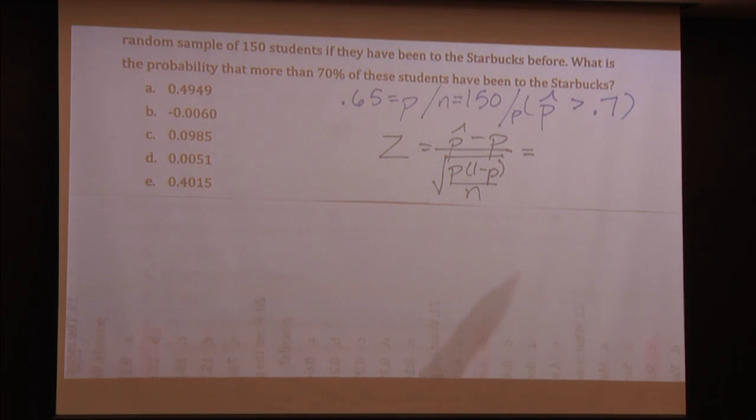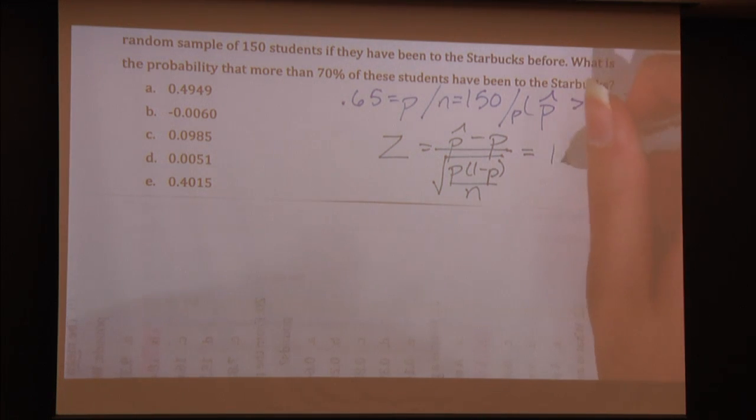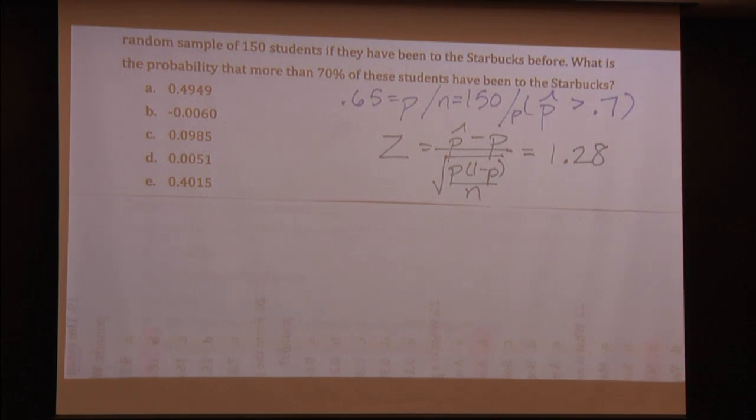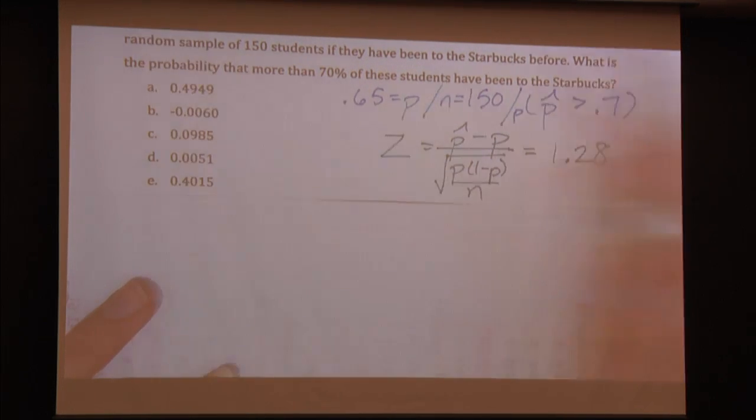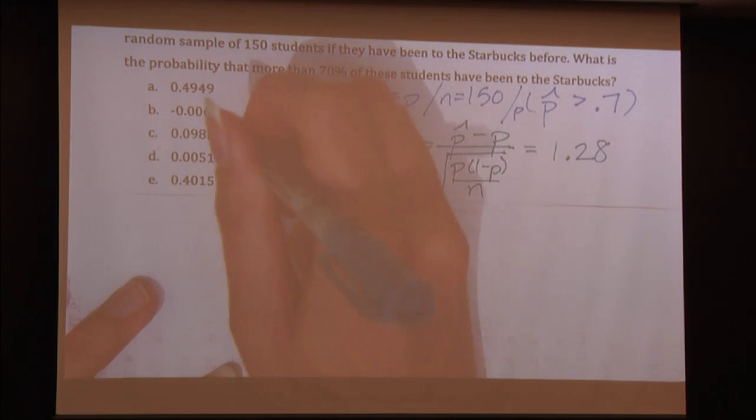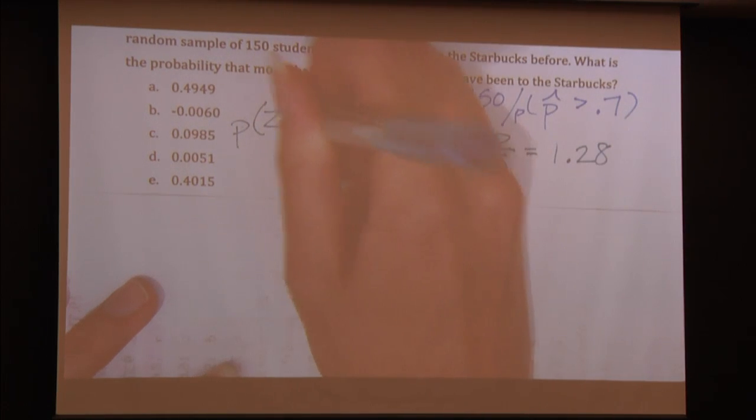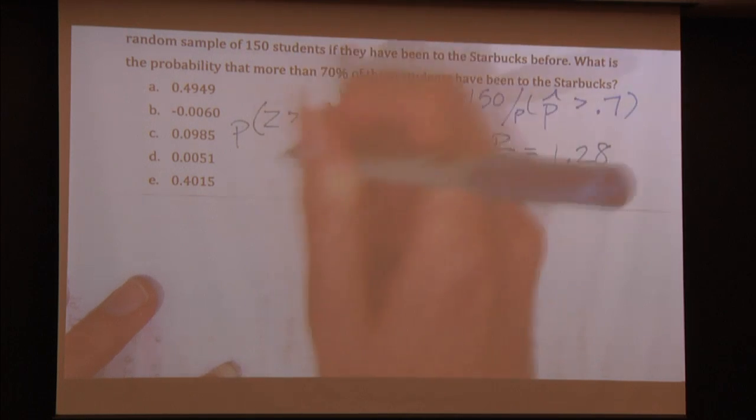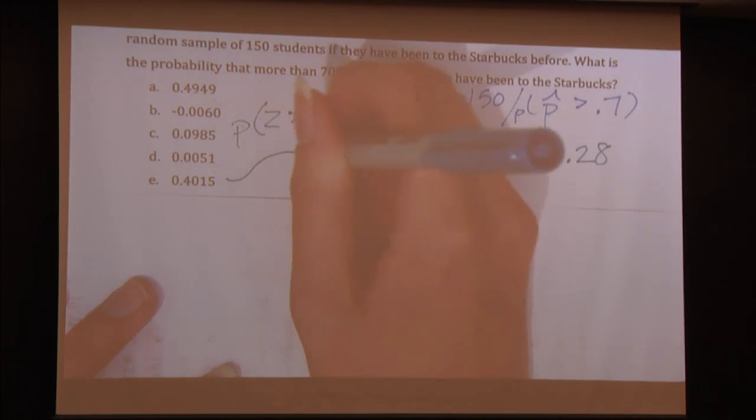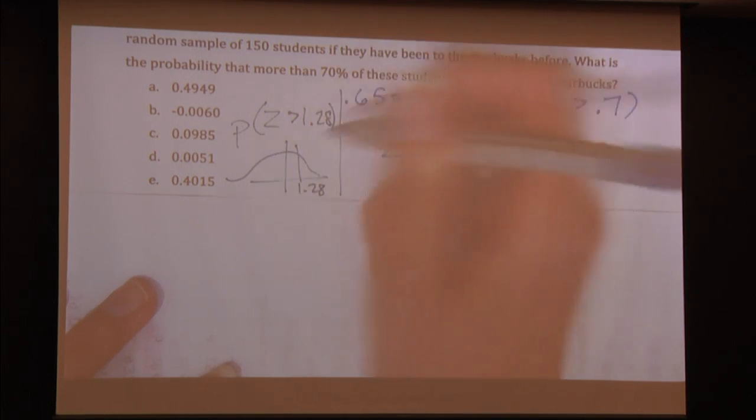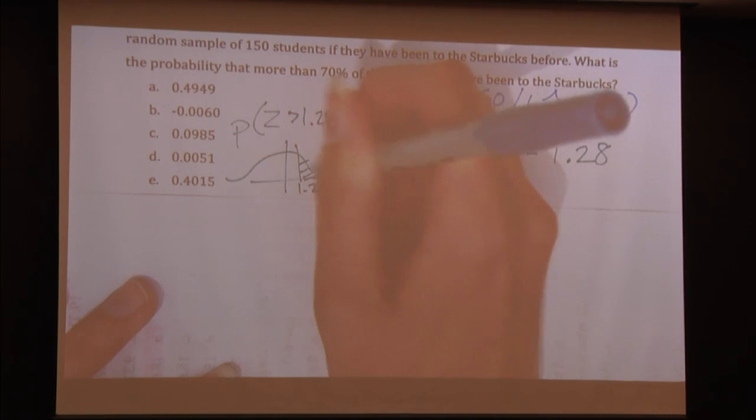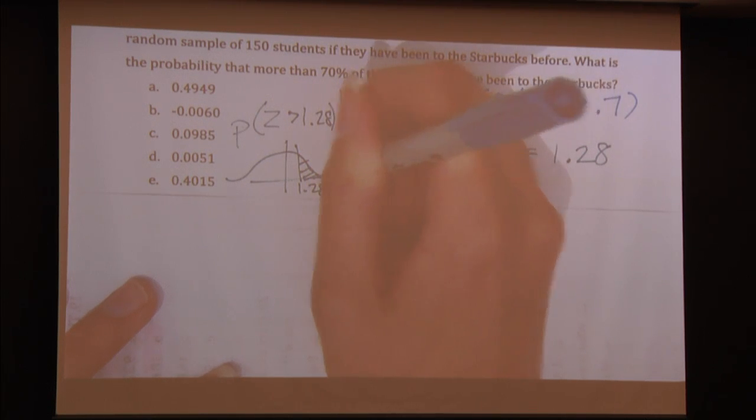1.28. Positive or negative? So positive, 70 greater than 65. So now we're looking for the probability that a z is greater than 1.28. So when we graph it, positives are over here, and we said greater than, so I want the right, going more positive.